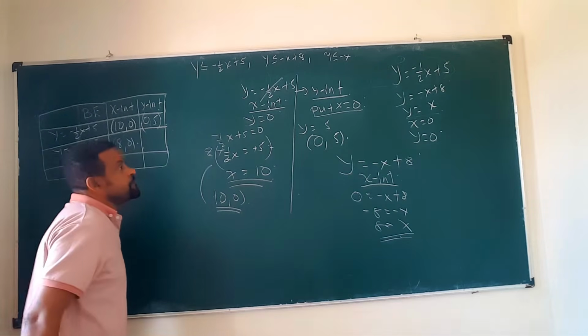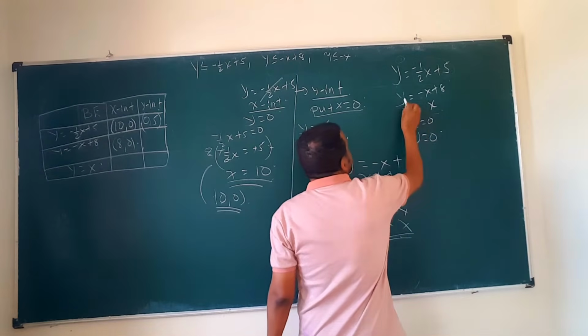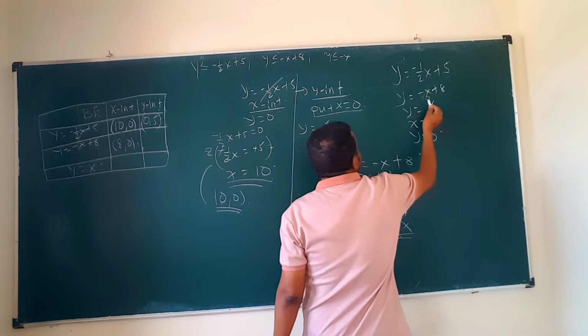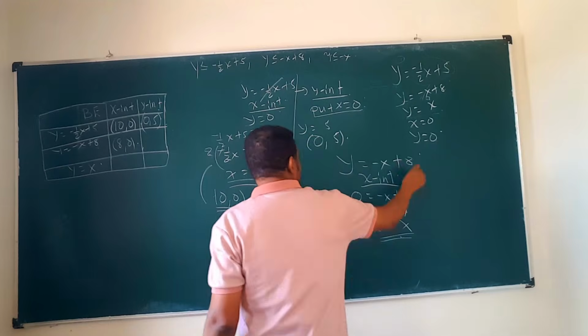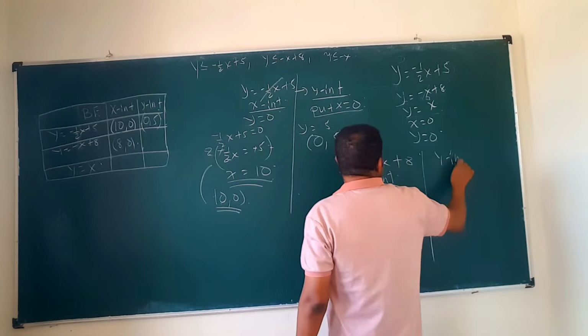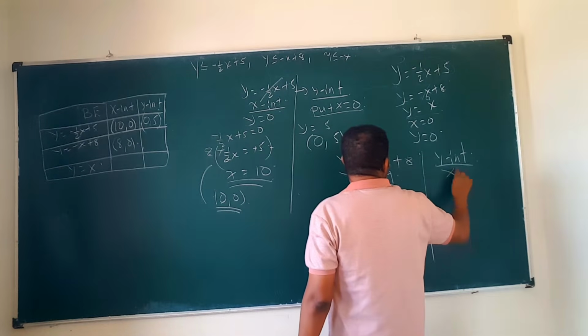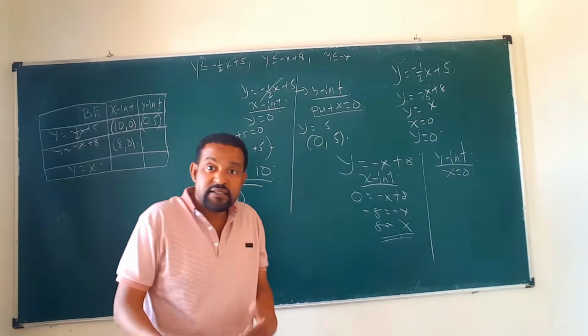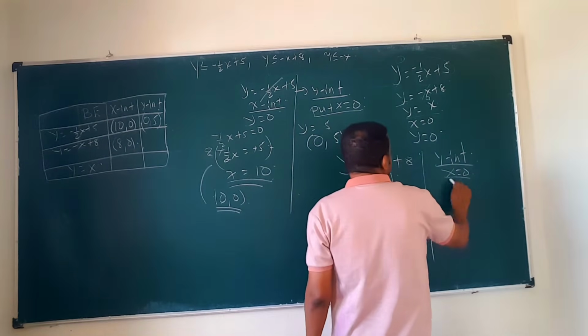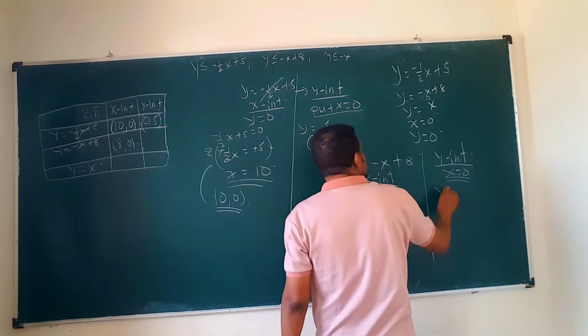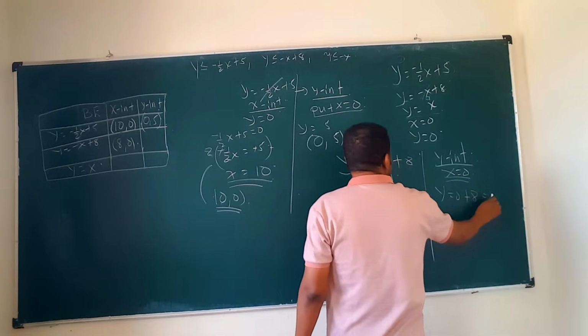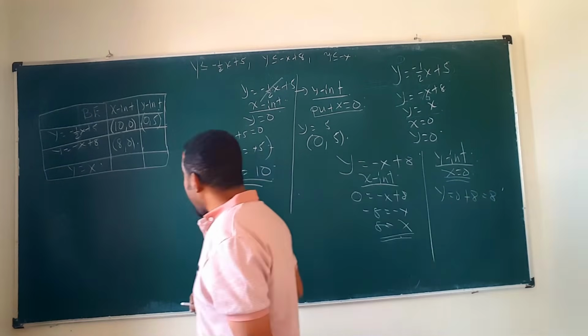For the y intercept, to get it you just put the value of x to be what? 0. So x is 0, and y is equal to 0 plus 8, which is 8. So it is (0, 8).